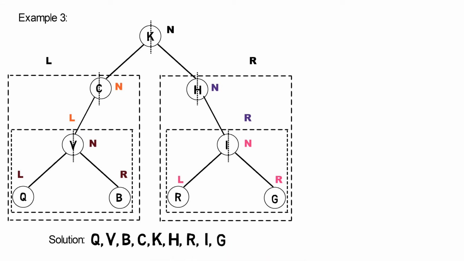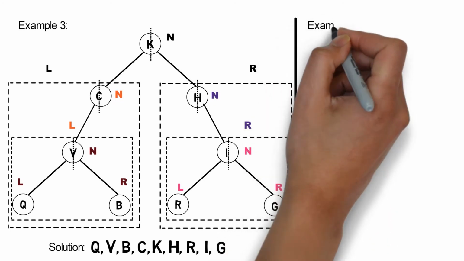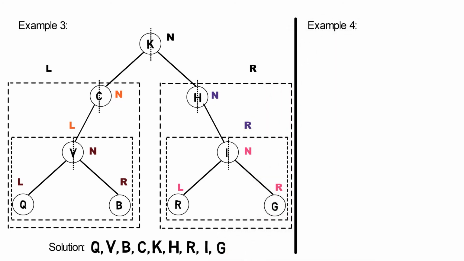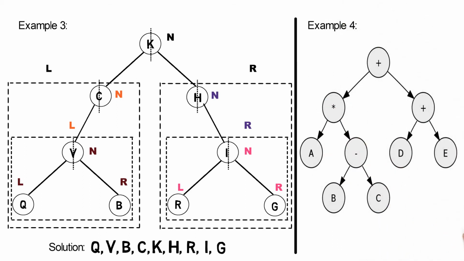Our last example on the InOrder Traversal. With no helping illustrations, let's traverse the tree shown. In here, topmost plus sign is the root node. Then we move to the left subtree and traverse that. Starting from A, then we go to the multiplication symbol, root node.